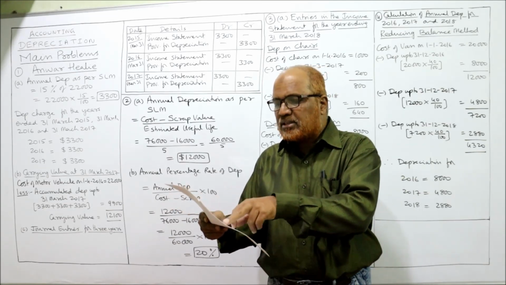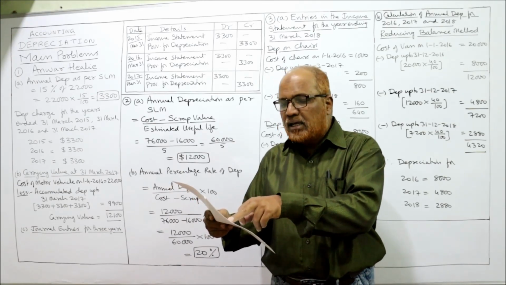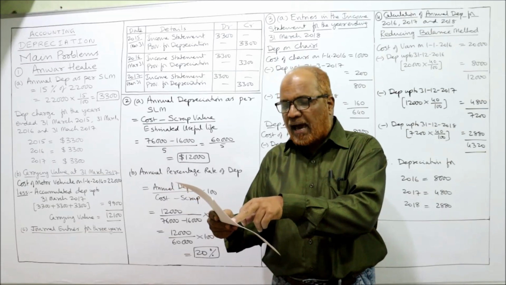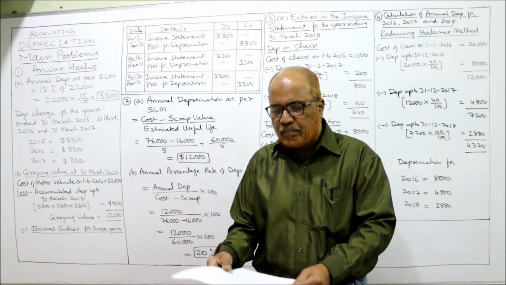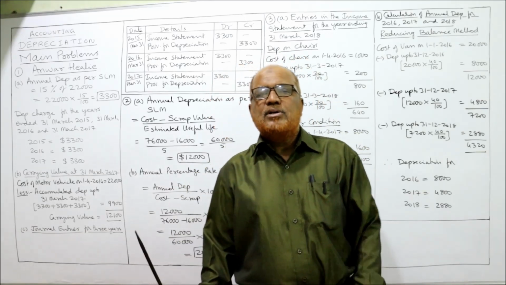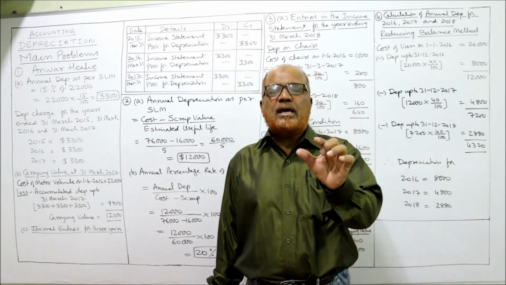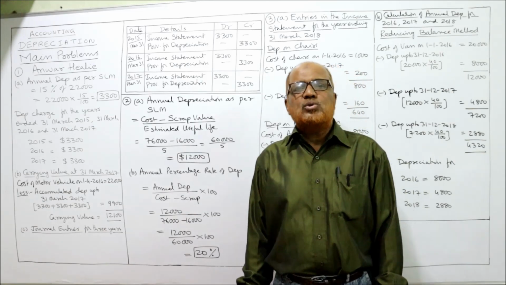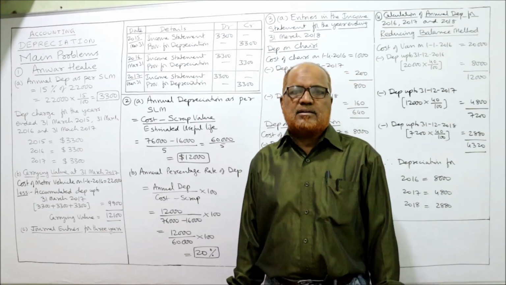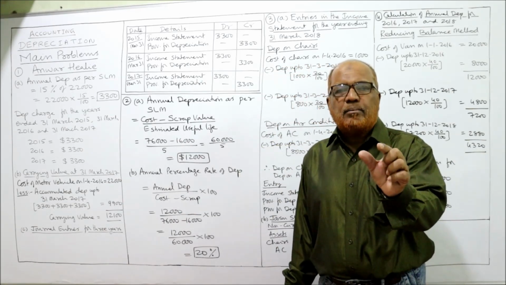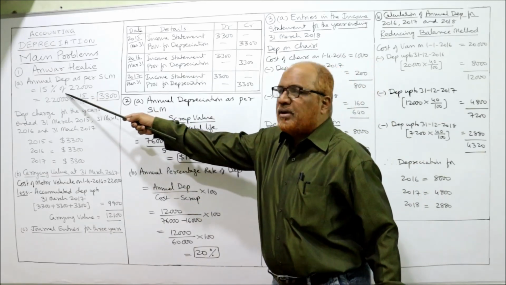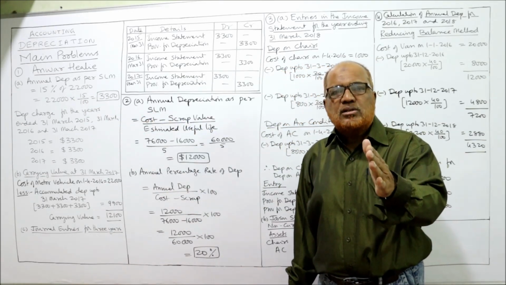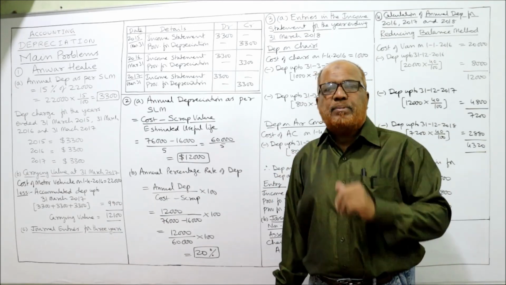Use the straight line method to show your workings to calculate the annual amount of depreciation to be charged and the annual percentage rate of depreciation to be charged. In this problem, it is simply asking what the annual depreciation is according to the straight line method. Under the straight line method, sometimes a fixed percentage will be given. Sometimes cost, life and scrap are given.